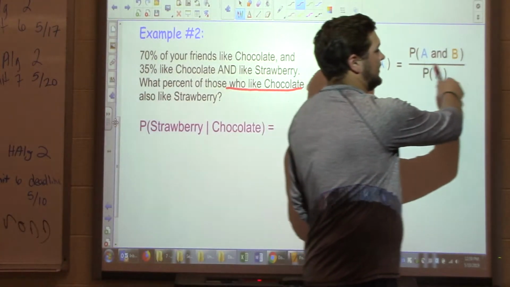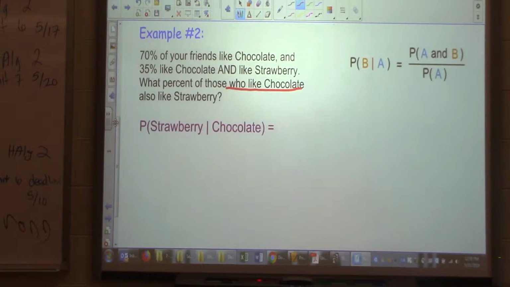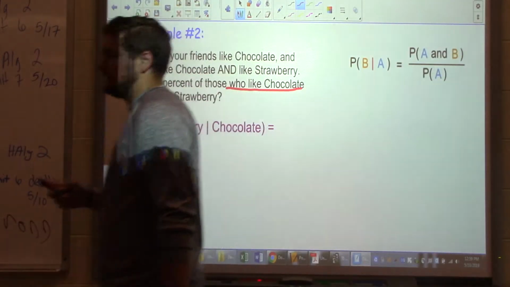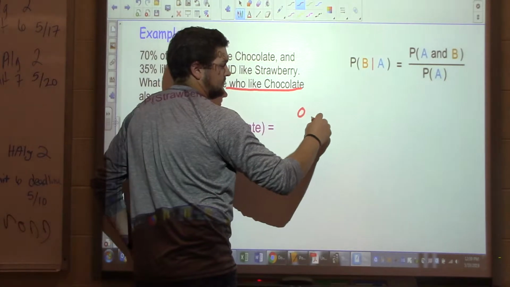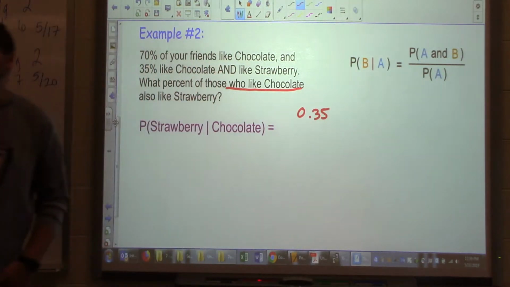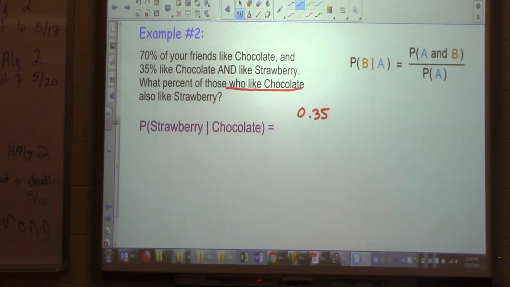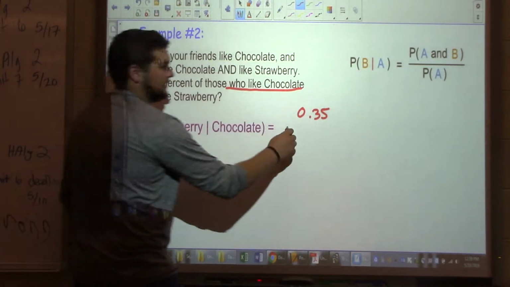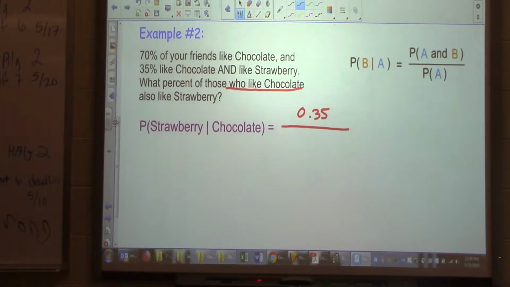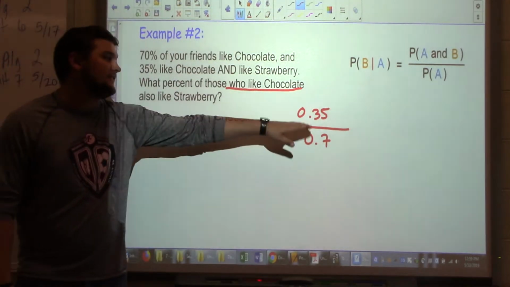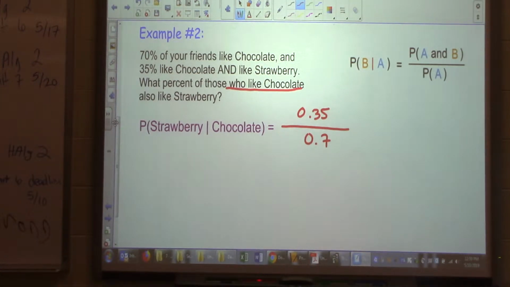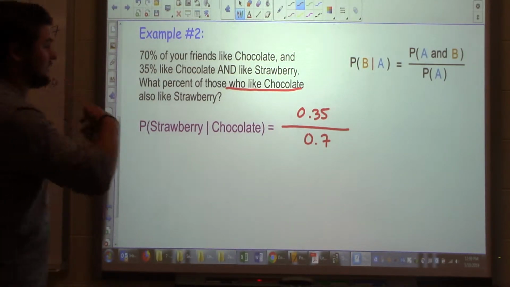Remember, we want the probability of both things happening over the probability of the first happening. What's the probability they like strawberry and chocolate? 35%. I'm going to write it as 0.35. You could leave it as 35, it doesn't make a difference, but I like to use decimals. Divided by, what's the probability they like chocolate? 70%, 0.7. If you want to use 35 and 70, it'll give you the exact same answer. So 0.35 over 0.7.